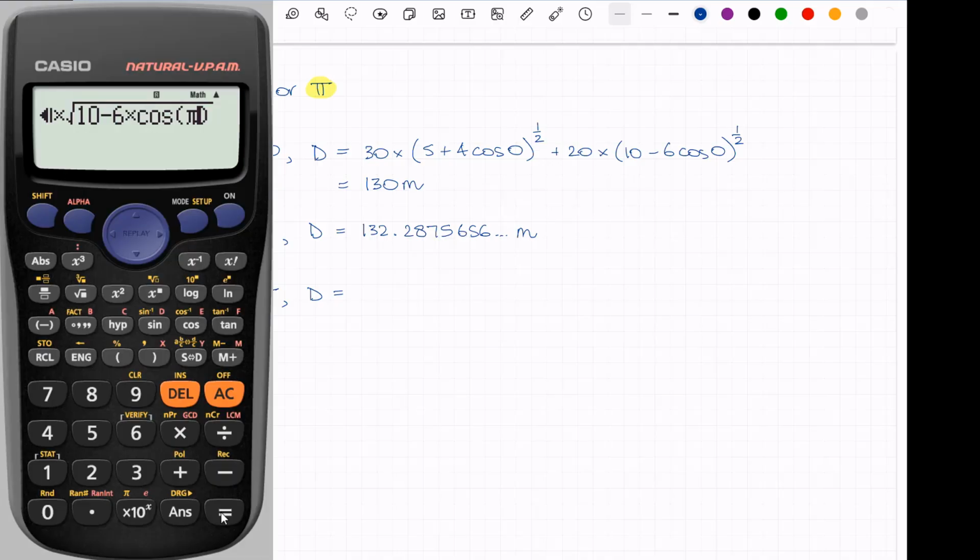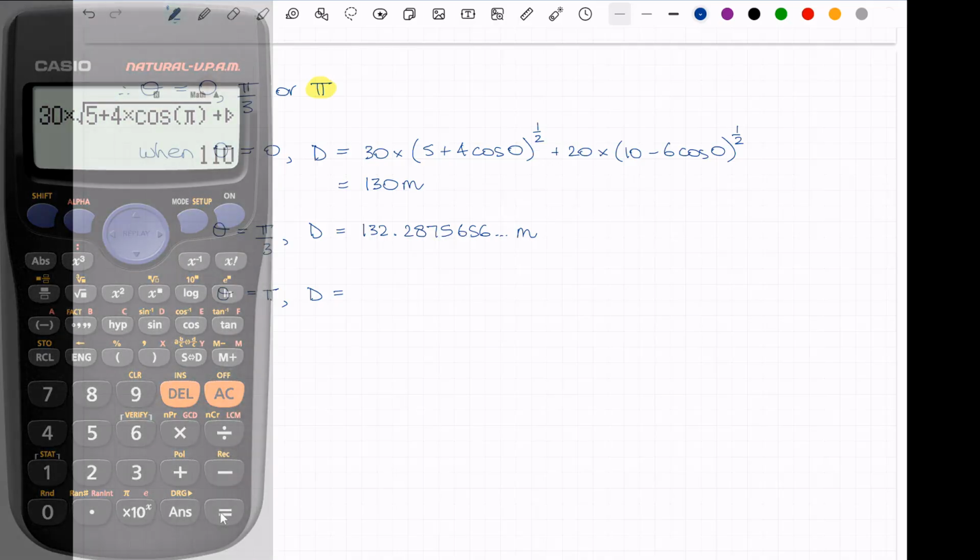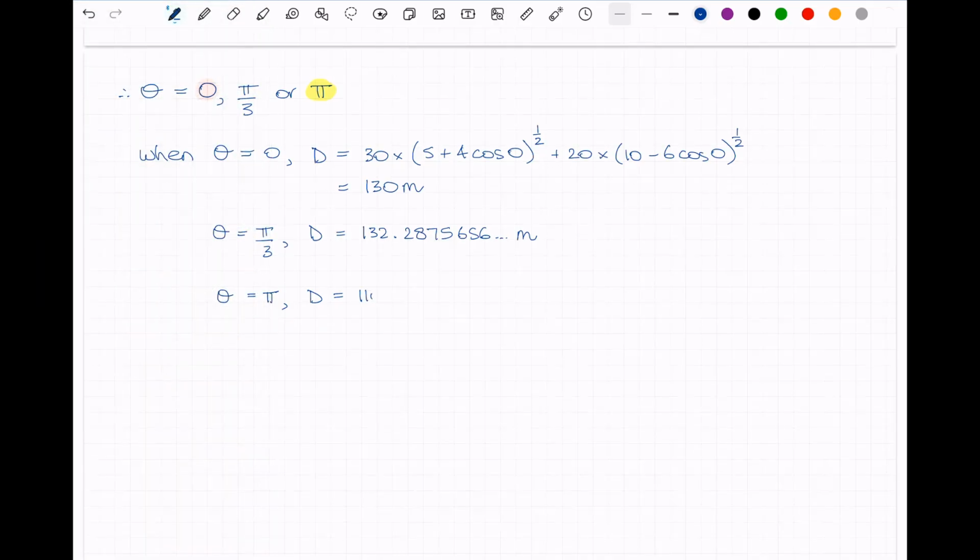Pi equals 110. And there we go. So that is clearly the shortest of the 3 distances, 110. So we can conclude, therefore, the shortest distance occurs when theta equals pi radians. Now, that's the answer.